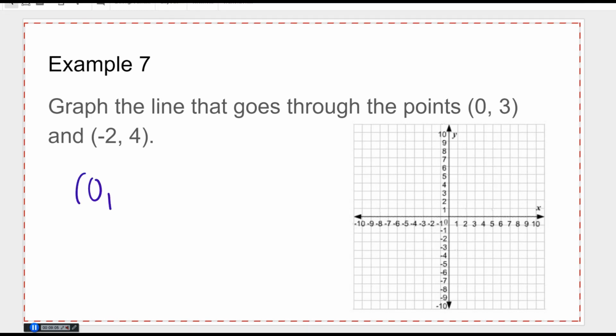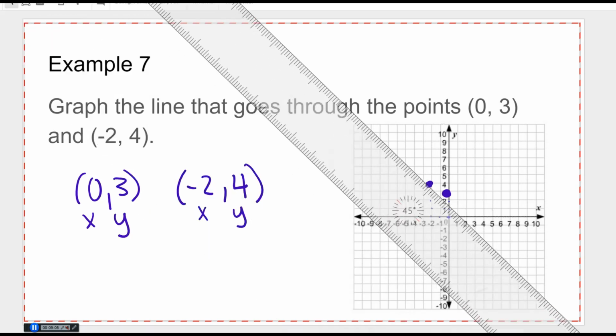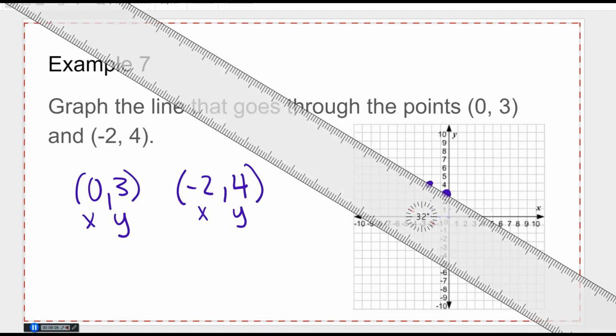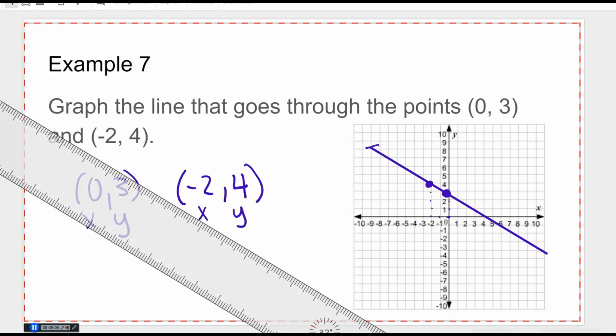So let's take a look at our ordered pairs. We have 0, 3, -2, 4. Well, that's an ordered pair x, y. So let's graph that. Remember, when we graph ordered pairs, we're always starting right here at the origin. So 0 means we're not going to move left or right, and up 1, 2, 3. So that's 1 point. We've got another x and y. -2 means we're going to move left 1, 2, and up 1, 2, 3, 4. Well, if I grab my straight edge, I can graph that line that goes through those 2 points.